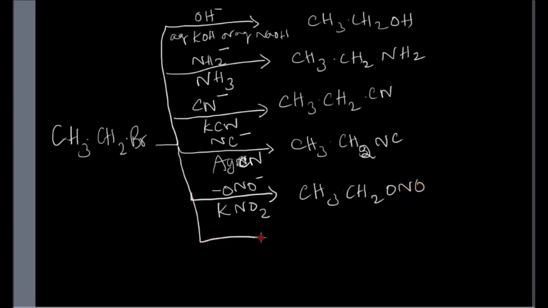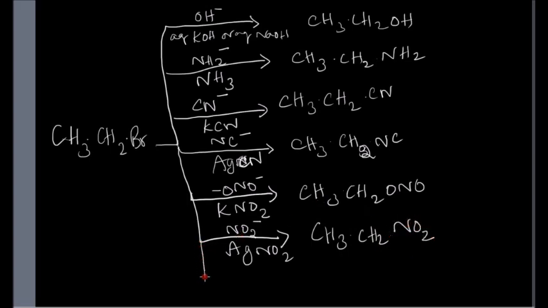Now, when you use AgNO2, the nucleophile will be NO2 minus and you will get CH3CH2NO2. This is nitroethane. The last one I take as RONa, sodium alkoxide. This supplies the nucleophile OR minus.